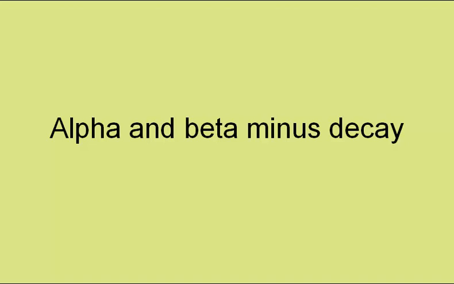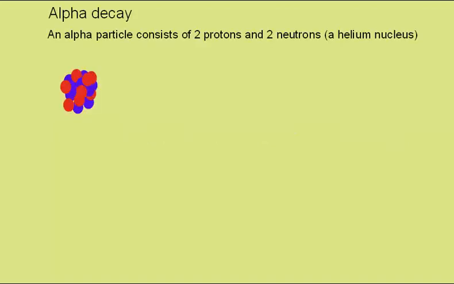Alpha and beta minus decay. An alpha particle consists of 2 protons and 2 neutrons. It's a helium nucleus. This is ejected from the nucleus, as shown below.